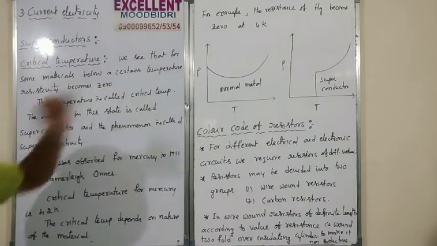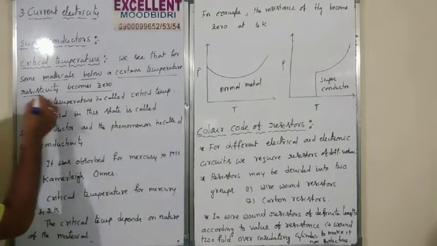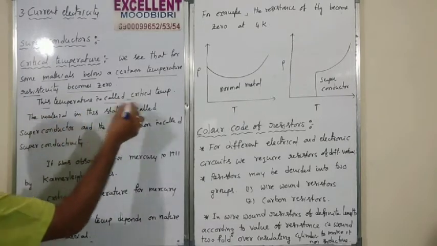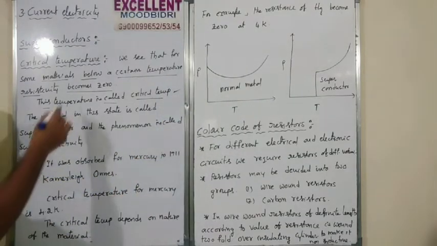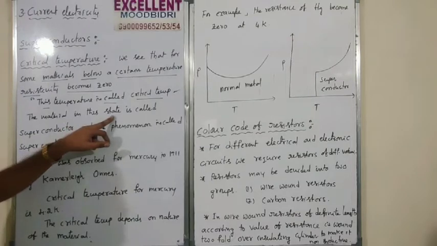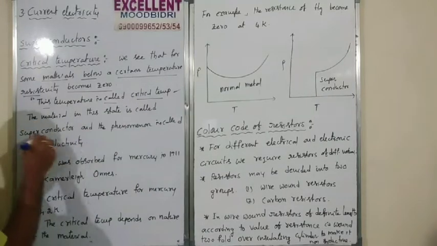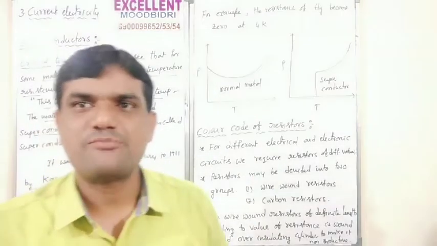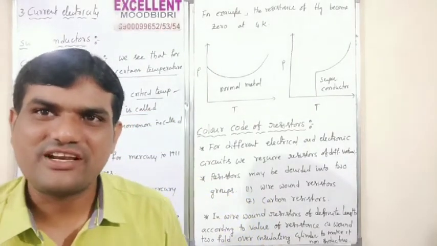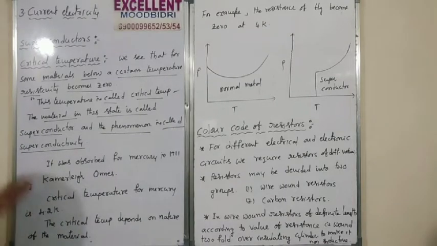Critical temperature is nothing but this: we see that for some materials, not all materials, below a certain temperature the resistivity becomes zero. This temperature is called the critical temperature, and the material in this state is called a superconductor. Superconductors mean the resistivity becomes zero at a certain temperature. Such materials are known as superconductors, and the phenomenon is called superconductivity.